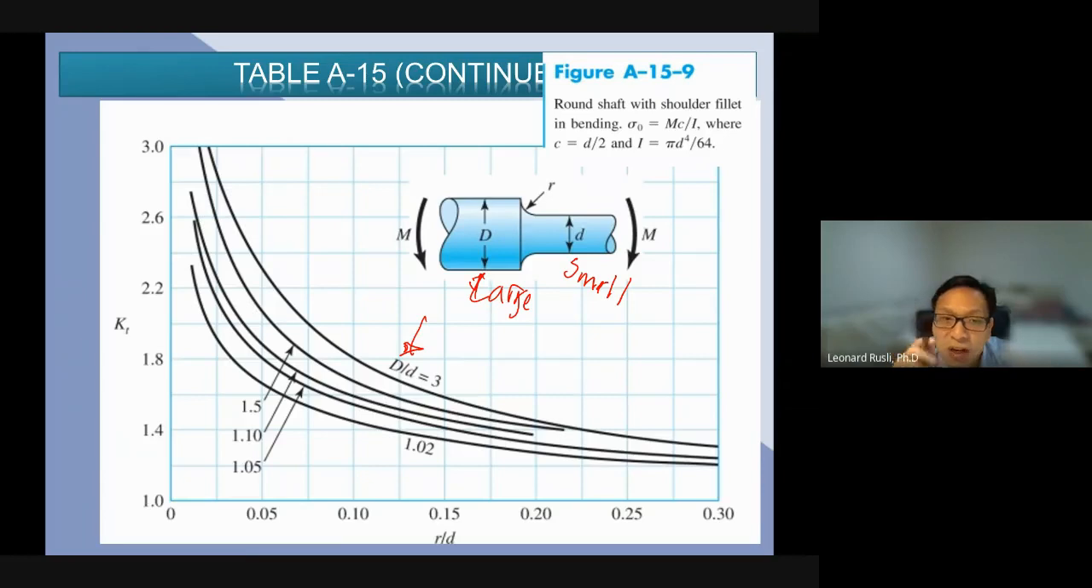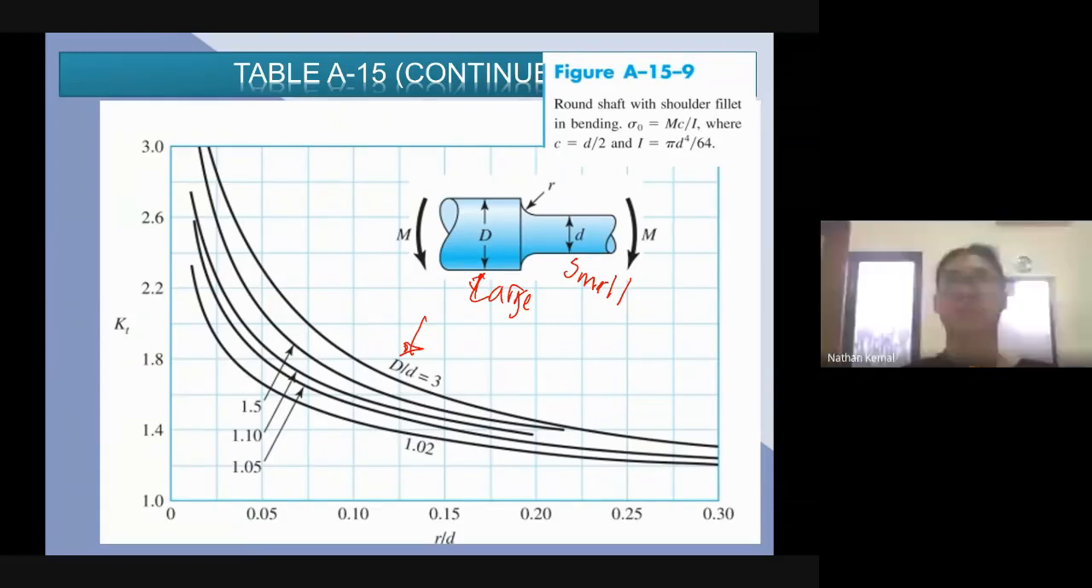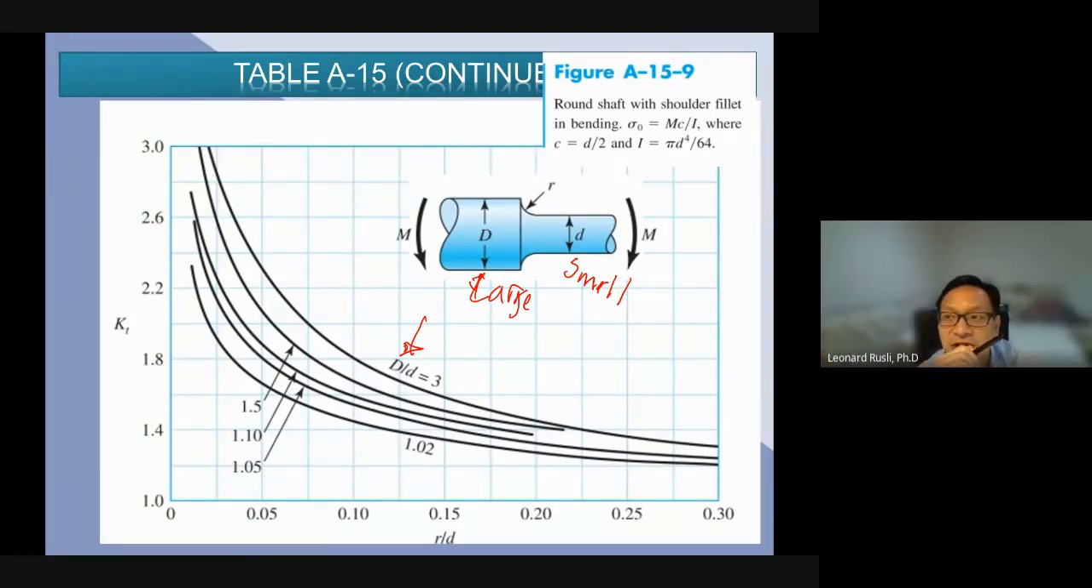So which one has the worst stress concentration factor? When you have a small change or a large change in diameter? Large, Pak. When you have a large change, yeah? So D over d equals 3 is here. D over d around 1 is here, or 1.02.